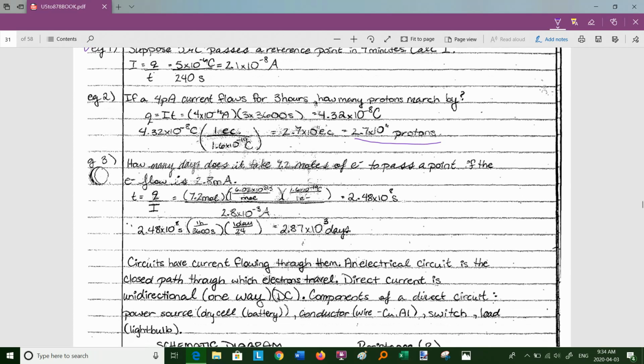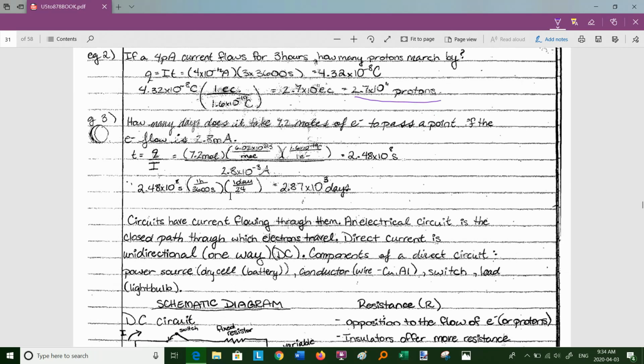Third one, how many days does it take for 7.2 moles of electrons, remember a mole is 6.02 by 10 to 23, to pass a point if the electron flow is 2.8 milliamps. So here we're solving for time. So time is Q over I. Always cross multiply and say Q equals IT. So the charge, let's see, I got 7.2 moles. Each mole is 6.02 by 10 to 23 electrons or elementary charges, because each electron is 1.6 by 10 to minus 19. Now notice I'm just taking the absolute value here. Okay, that works. Divided by 2.8 by 10 to minus 3 amps. So you get 2.48 by 10 to the 8th seconds.